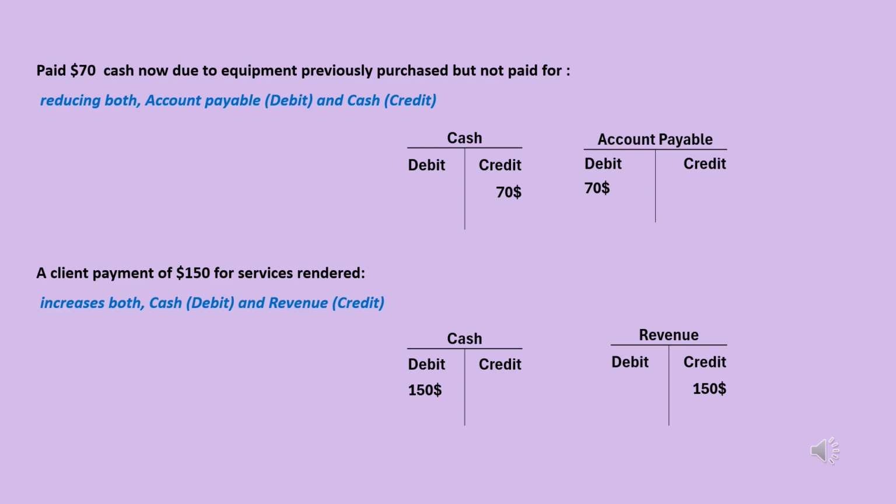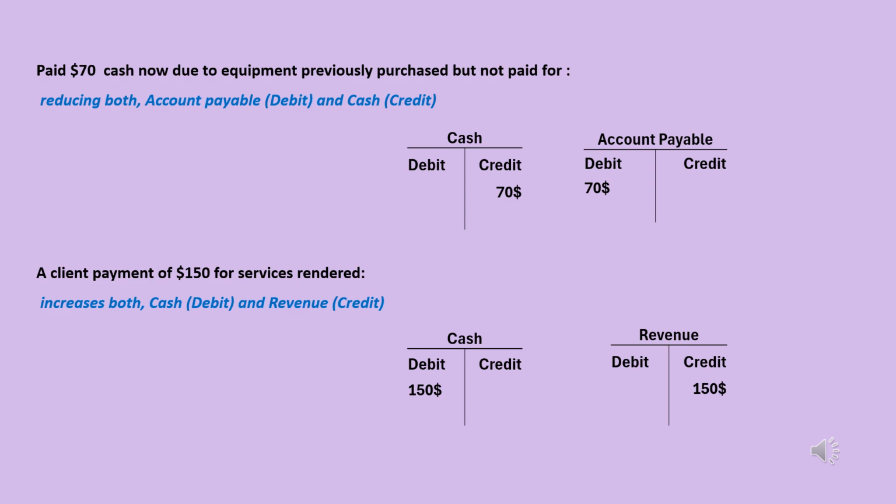Paid $70 cash now due for equipment previously purchased but not paid for. Which accounts are affected? Account payable and cash. Did accounts go up or down? Reducing both. Account payable is a liability. The liability's natural state is credit. Increase in credit side and decrease in debit side. Cash is an asset. Asset natural state is debit. Increase in debit side and decrease in credit side.